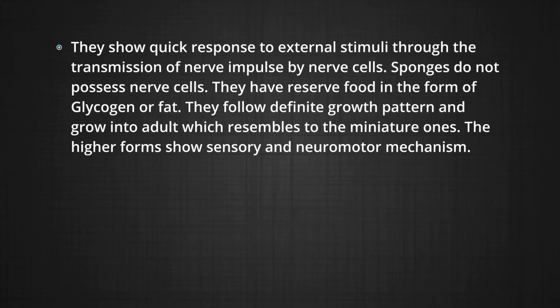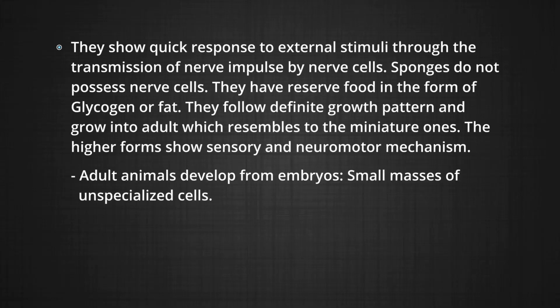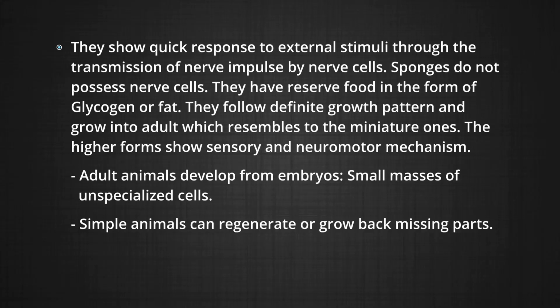They have reserve food in the form of glycogen or fat. They follow a definite growth pattern and grow into adults, which resemble the miniature ones. The higher forms show sensory and neuromotor mechanism. Adult animals develop from embryos. From small masses of unspecialized cells, simple animals can regenerate or grow back missing parts.